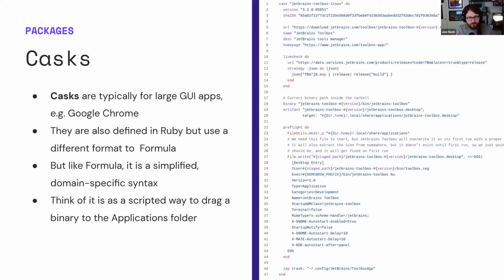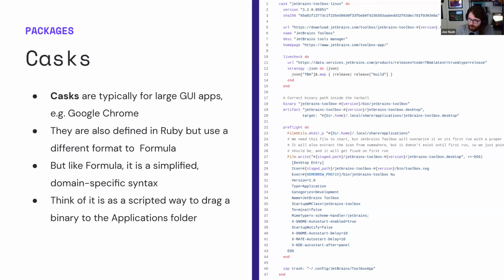So casks, as I mentioned, are the alternate package definition. These are typically for large GUI apps such as Google Chrome. These are also in Ruby, but it is slightly different. These files look different. Again, it is a declarative, simplified syntax. You're not really writing Ruby, it just happens to be in Ruby.